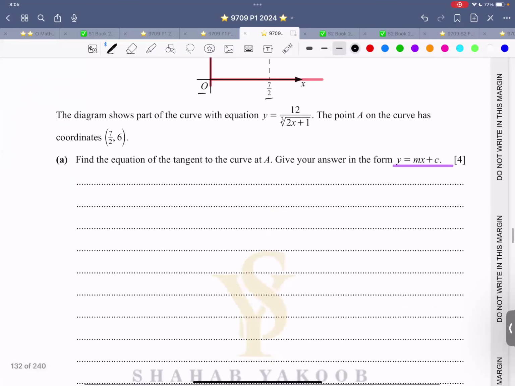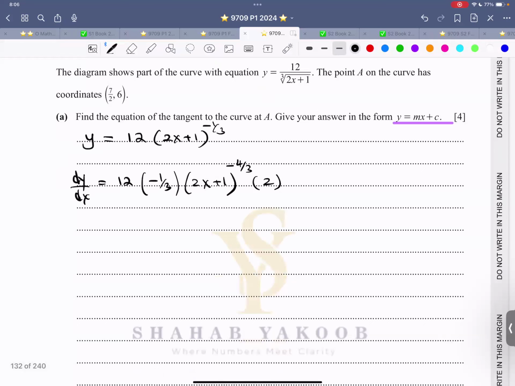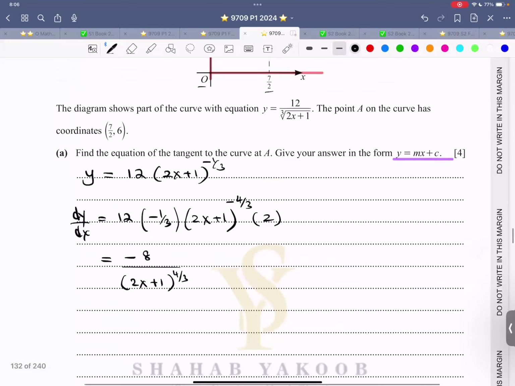That is good. The first one is differentiation. So y = 12(2x + 1) raised to the power of negative 1/3. We know that cube root is 1/3, but when we take it up, it's negative. dy/dx is 12, negative 1/3 comes down, 2x + 1 remains as it is. Power reduces by 1, that is negative 4/3. Derivative of the bracket is 2. 3 1s are 3, 4s are 4, 2s are 8. That is negative 8 over (2x + 1) raised to the power of 4/3.